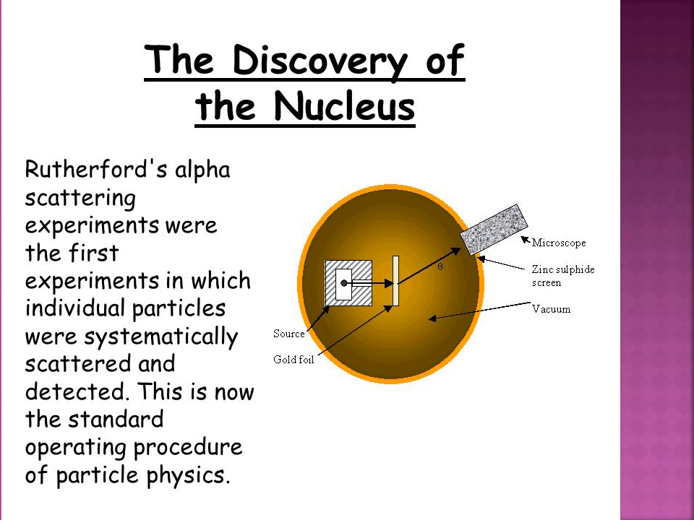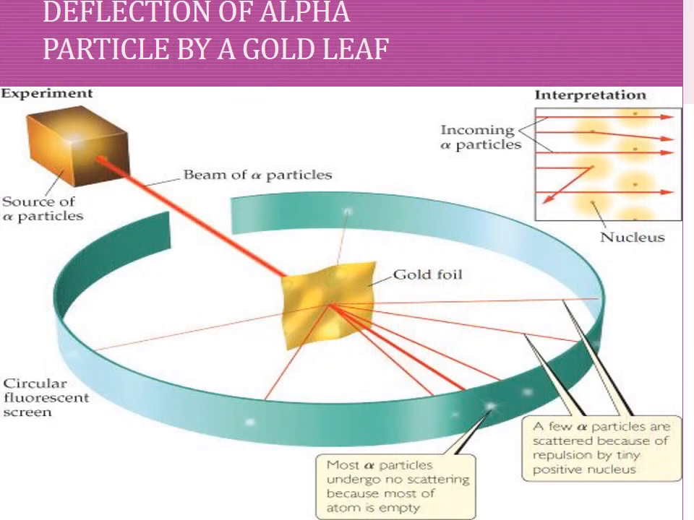Everybody see here: Rutherford's alpha scattering experiment was the first experiment in which individual particles were systematically scattered and detected. This is known as the standard operating procedure of particle physics. This one we will see properly. Alpha particles and the gold leaf. See the picture everybody, the experiment is given here.